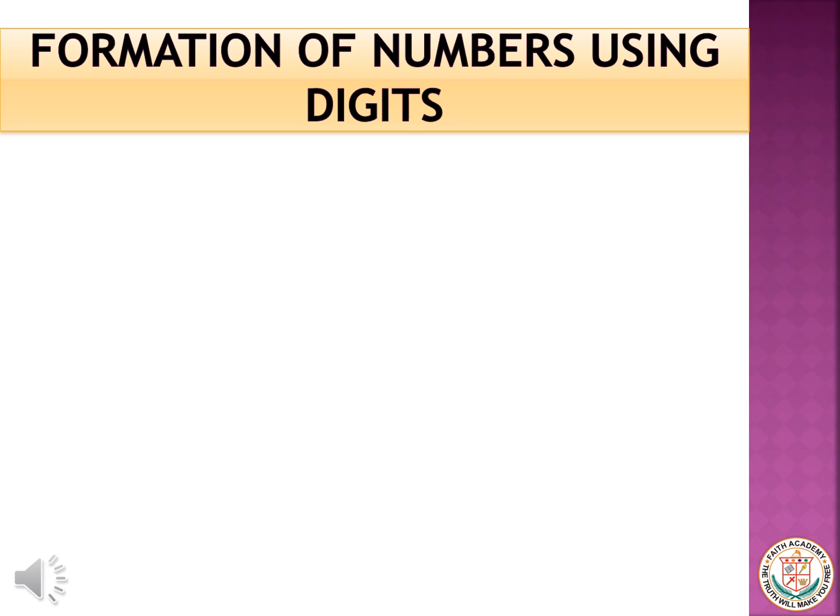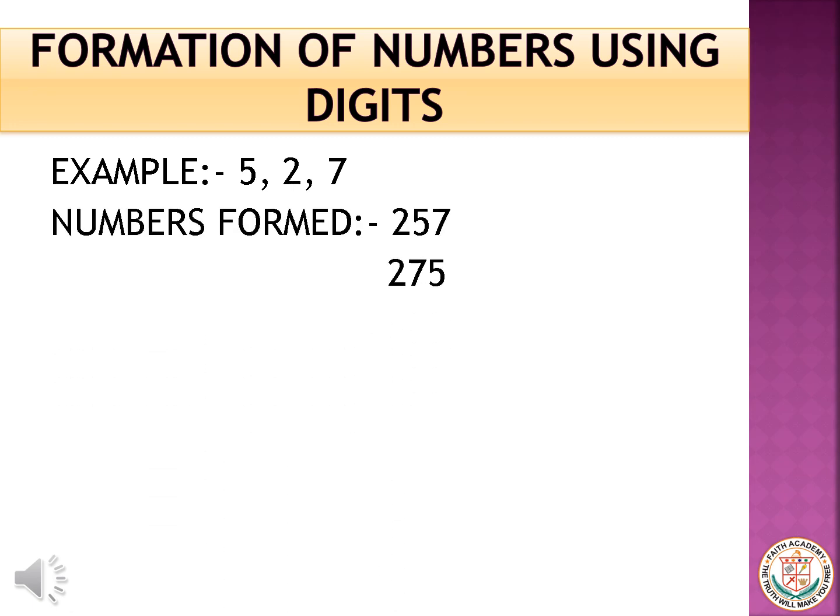To understand more about formation of numbers, we need to understand that digits can be arranged in multiple ways to form different numbers. For example, we take 3 digits 5, 2 and 7, and using these 3 digits we can form 6 different numbers, and they are 257, 275, 527, 572, 725 and 752.